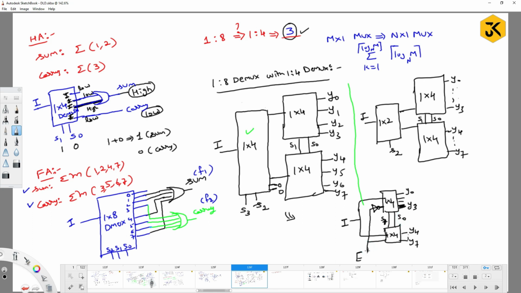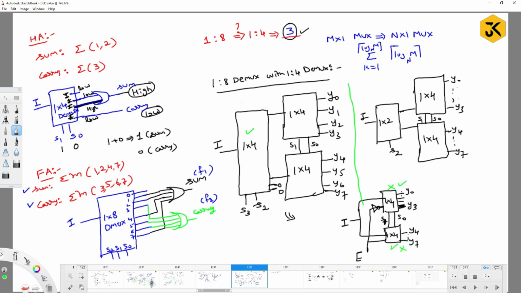Right now, try to observe if enabler is on. If enabler is on, what is the meaning of S1? First circuit is deactivated and second circuit is activated. If enabler is 1, the first circuit is deactivated; if enabler is 0, first circuit is activated, second circuit is deactivated. Like this you are able to do it, right?